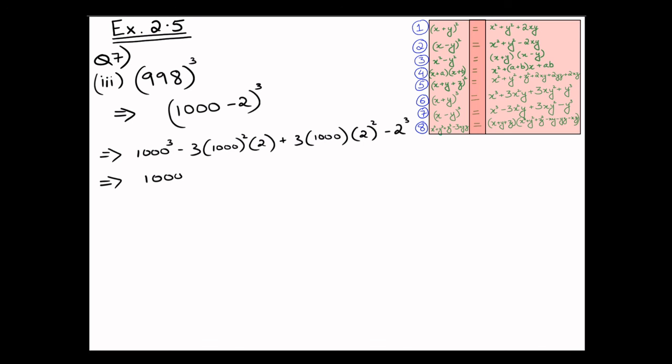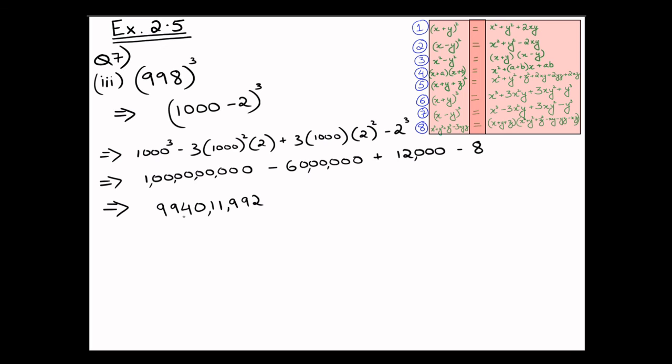Expanding this, I get, that's a big number, plus 12,000 minus 8. This gives us 9940, adding 12,000 minus 8 is 11,992, so I get 11,992. And that's the solution for the third part.